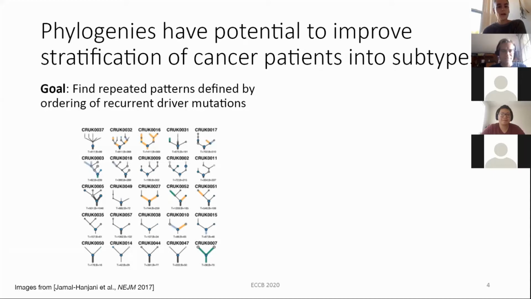and understanding what makes different cancer patients similar. The first step in this longer term goal is to be able to identify repeated patterns across different cancer patients based on their evolutionary histories. When we're talking about patterns in this context, I'm talking about repeated orderings of recurrent driver mutations across patients.